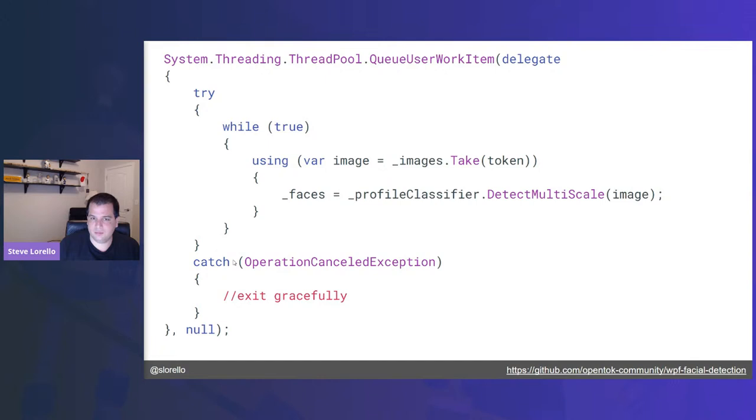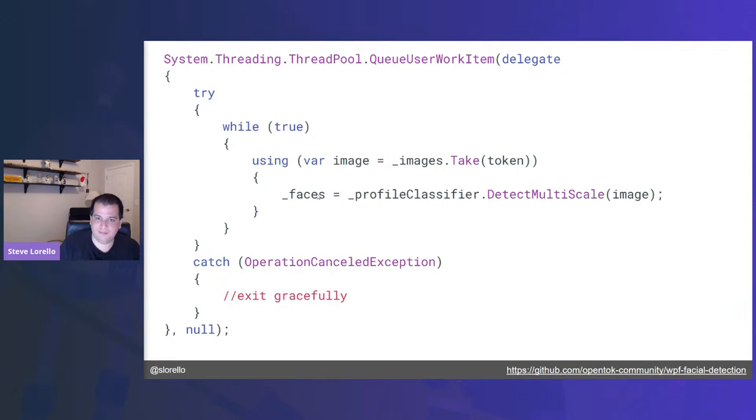And under the hood, this blocking collection right here is just implementing a concurrent stack. And the reason we use a stack and not a queue is because the most recent and the most relevant images are one and the same. And I'll get to performance later, but I haven't seen this back up yet.